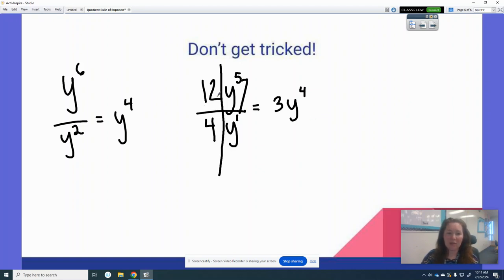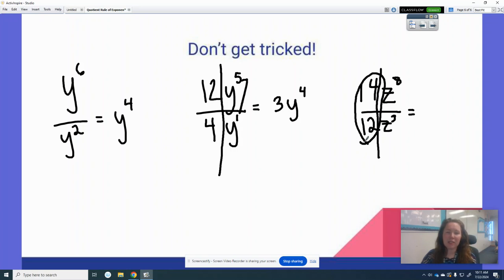Well, what if we have a coefficient that doesn't divide beautifully like that? Like what if instead we have 14z to the power of 8 over, let's see, how about 12z to the power of 3? Okay, again, we're just going to split that up into two parts. But this fraction, 14 over 12, doesn't divide to like the number 3 or the number 5 or something. So we're just going to simplify 14 over 12. They're both even numbers, so they simplify to 7 over 6.